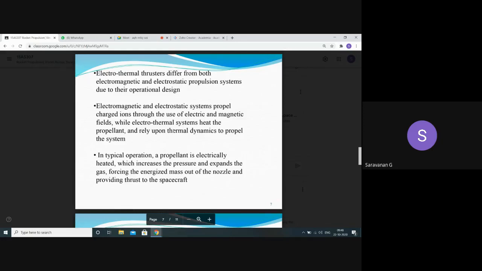So again, it comes to the concept: creation, acceleration, and expulsion. Creation of the charged propellant, acceleration of the heated propellant, and expelling of the heated propellant at high velocity to generate thrust. So it is a very basic concept, a common principle for all these electromagnetic, electrostatic, and electrothermal systems. The same principle is employed in arc jet as well as in resistojet systems.